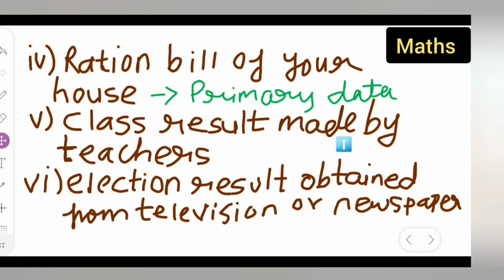Next, class result made by a teacher. Now here the information is gathered from a source which already had the information stored. Then you all make a result, right? So then the teachers are making the result. So what is it? Secondary data. So you'll have to write down secondary data.